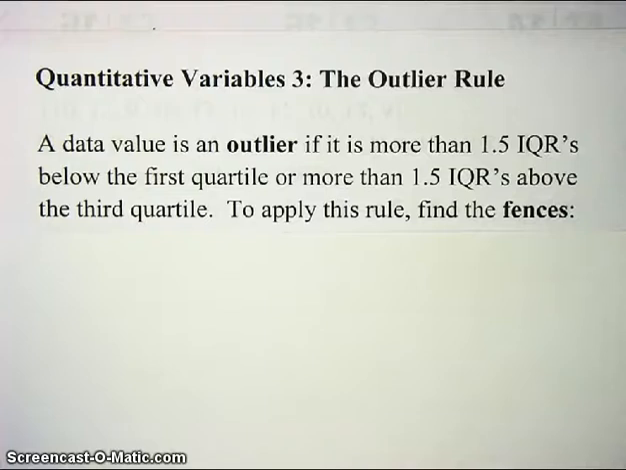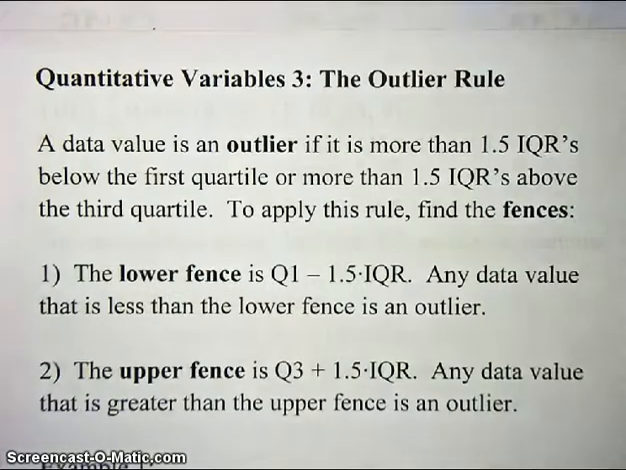Now, those boundaries are called fences. And to calculate them is fairly easy. The lower fence is Q1 minus 1.5 times the IQR. Any data value that is less than the lower fence is an outlier. The upper fence at the other end is Q3 plus 1.5 times the IQR. And any data value that is greater than the upper fence is an outlier. It's a pretty simple rule to work with and to apply. So let's look at an example.